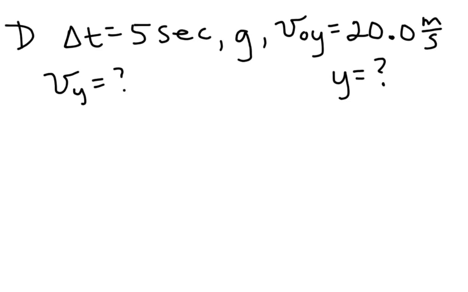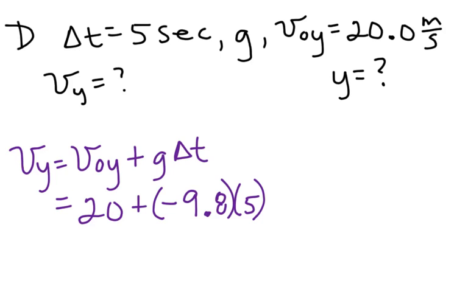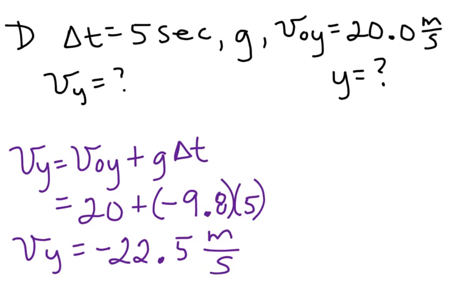Okay. For my v sub y, I'm going to use this kinematics equation. And plugging in our numbers, I get my answer of negative 22.5 meters per second.